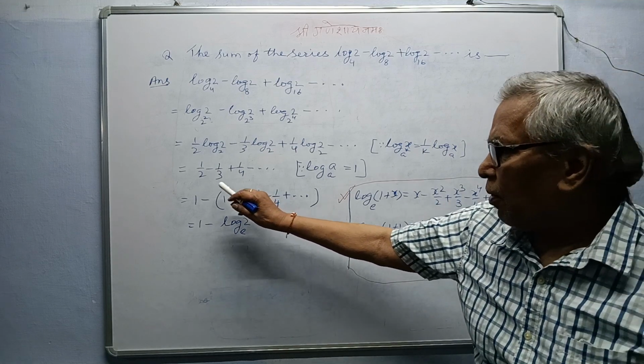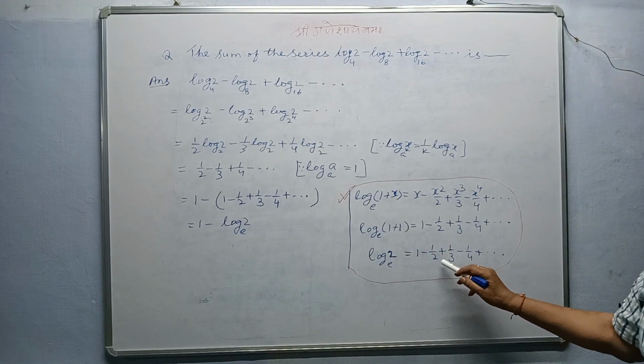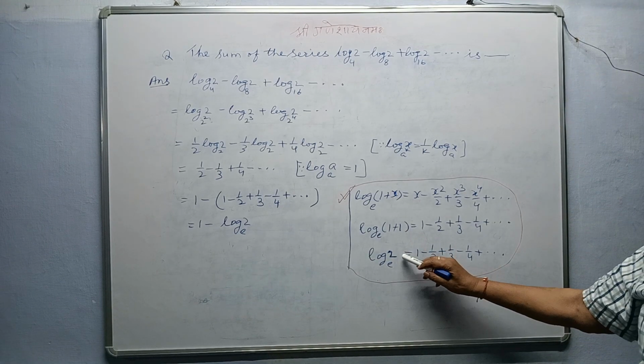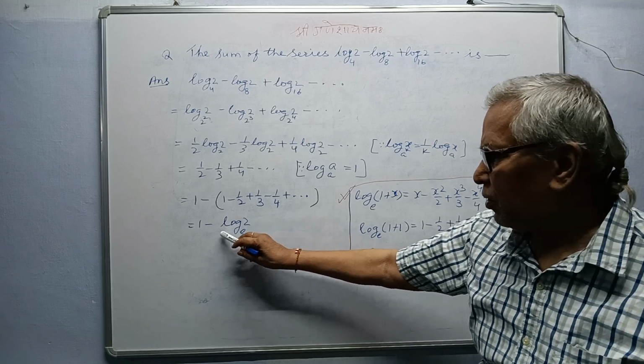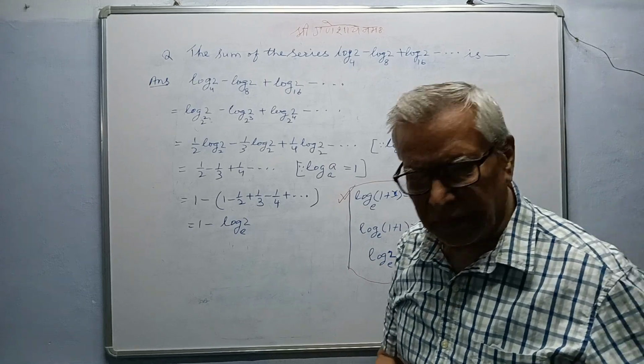So we have 1 minus half plus 1 by 3 minus 1 by 4 is equal to log 2 to the base e. So we write 1 minus 2 log 2 to the base e. This is your answer. Thanks.